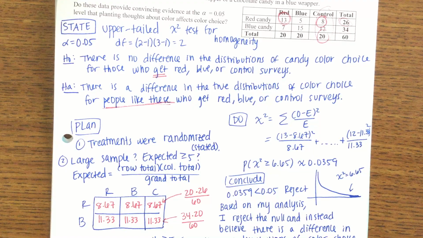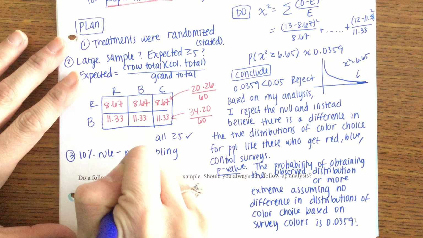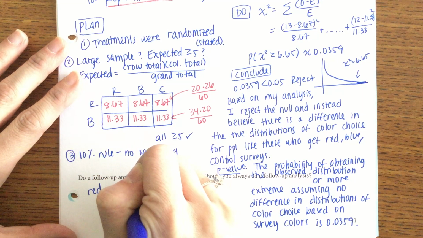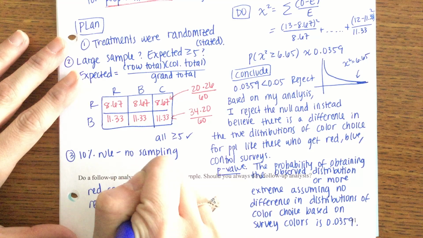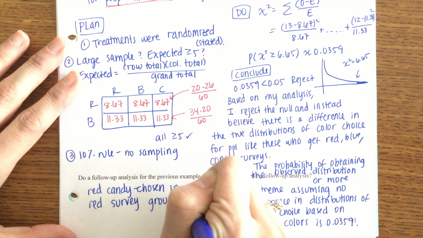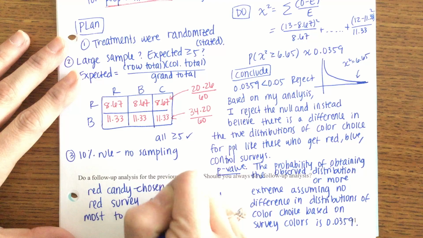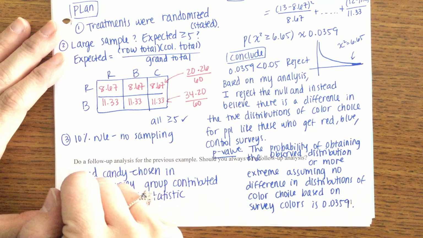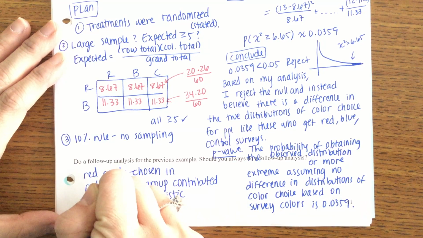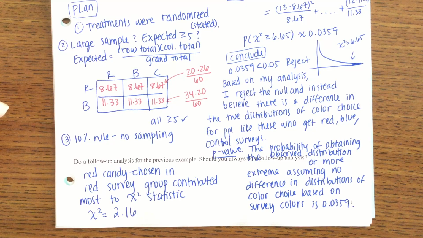So here's what I would say in words. The red candy chosen in the red survey group contributed most to the chi-square statistic. And I would give the chi-square value, which was 2.16. So that is the one group that contributed most to us rejecting the null.